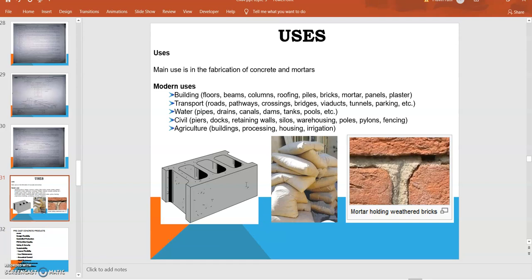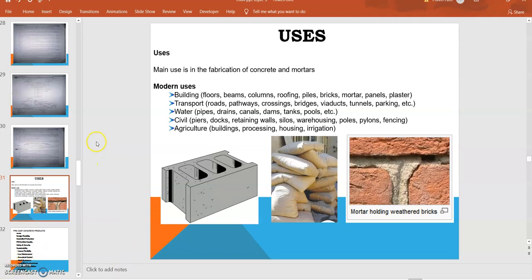What are the different uses of cement? For many types of construction we use cement as a building material, like floors, beams, columns, piles, bricks, mortar, panels, plaster, then roadways, pathways, crossings, bridgeways, water and civil works like piers, docks, retaining walls, silos, warehouses, poles, fencing, then agricultural uses like warehouses, processing houses, then irrigation. So for different uses, we use cement as a construction material.